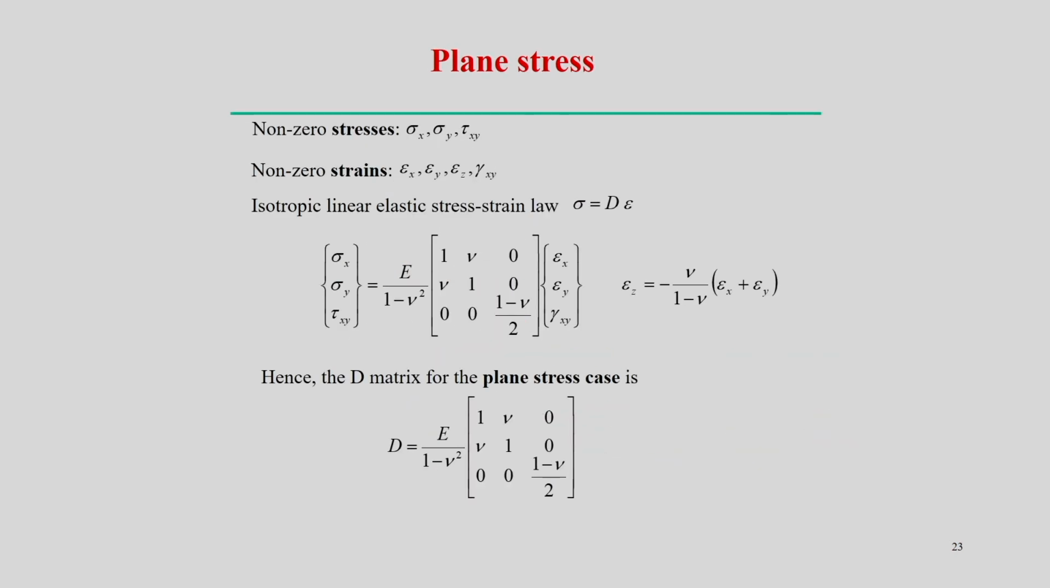Now, we can see overall the non-zero stresses in the plane stress condition. What are the non-zero stress components? Sigma x or sigma 1, sigma y or sigma 2 and tau xy, or tau 1 2, these are the non-zero stress components that exist in the plane stress condition. Now, the non-zero strains are epsilon x or epsilon 1, epsilon y or epsilon 2, epsilon z or epsilon 3 and gamma xy or gamma 1 2; these are the typical non-zero strain components in the plane stress condition.